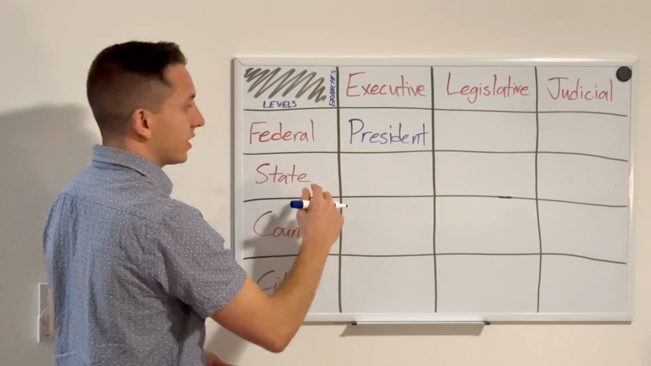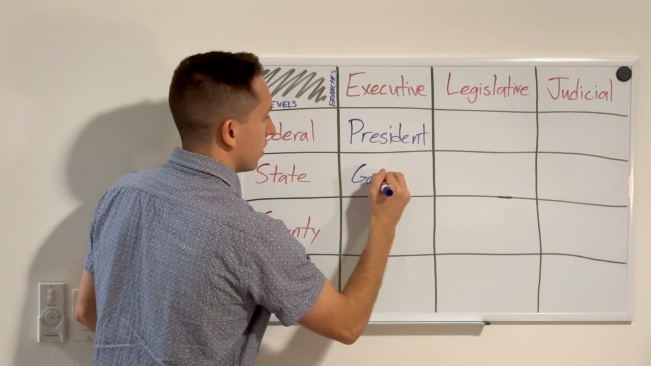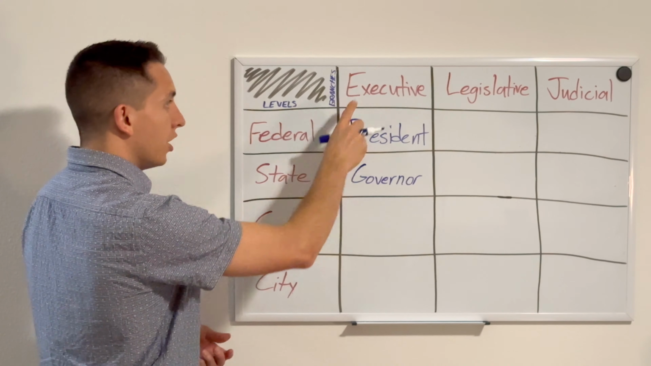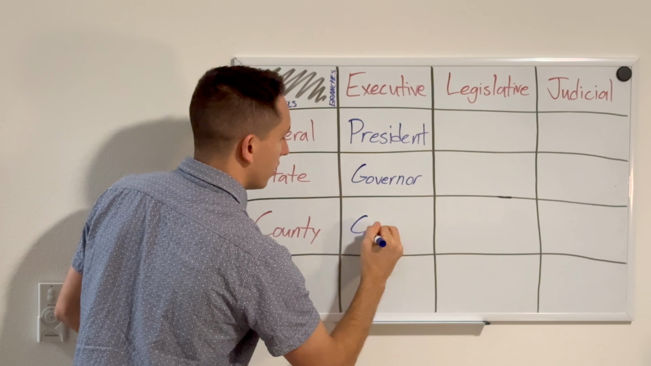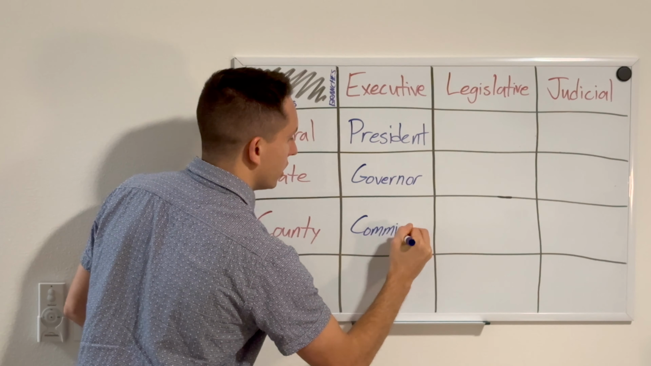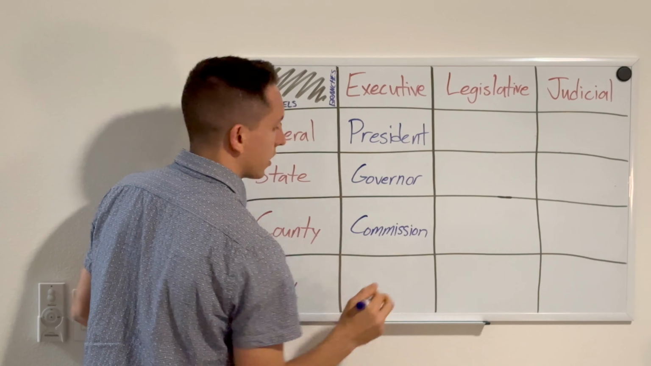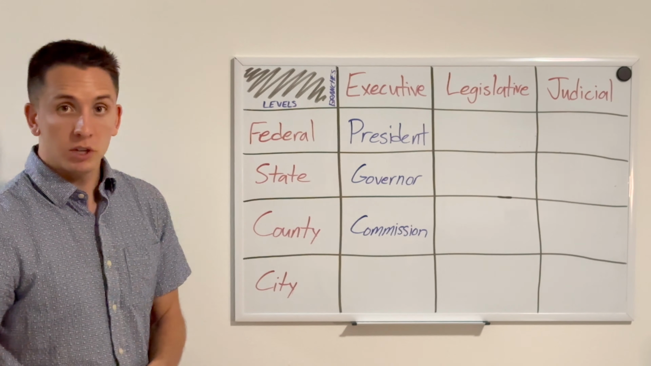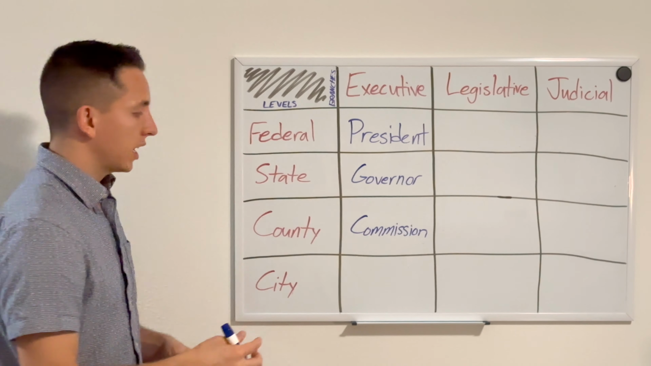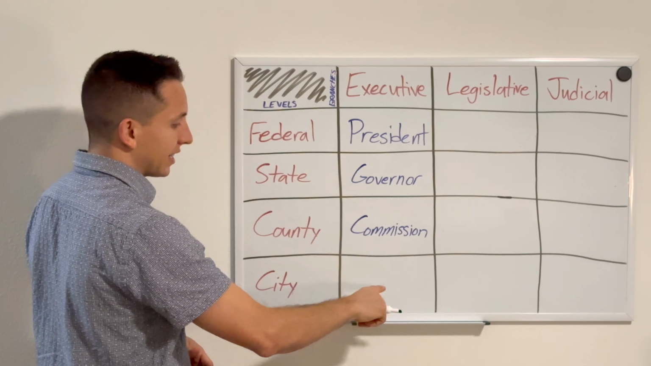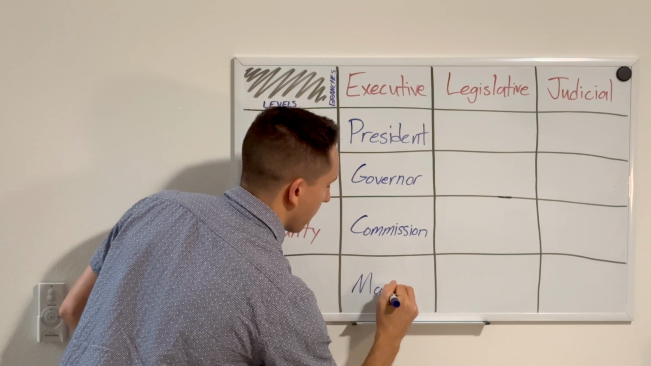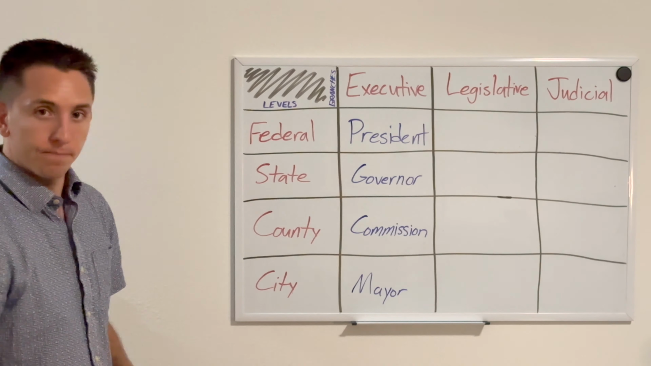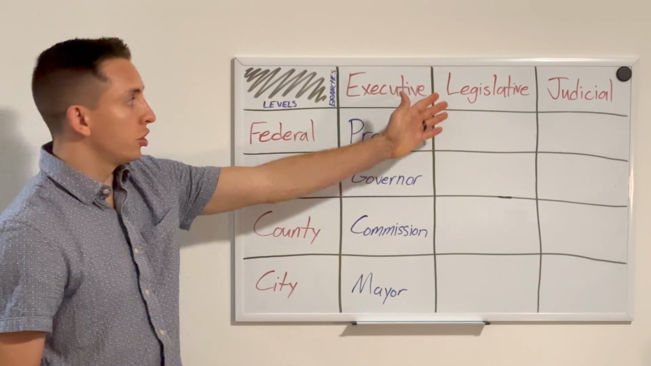Who is the executor in the state? The governor is the executor. Each state has one governor. Who is the executor or there to enforce the laws at the county level? The county commission. The county commission. Now you can have one commissioner or several different commissioners, depends on the county. Then, lastly, is the executive who's there to enforce laws on the city level. The mayor. Okay? Now, let's jump over to the legislative branch.